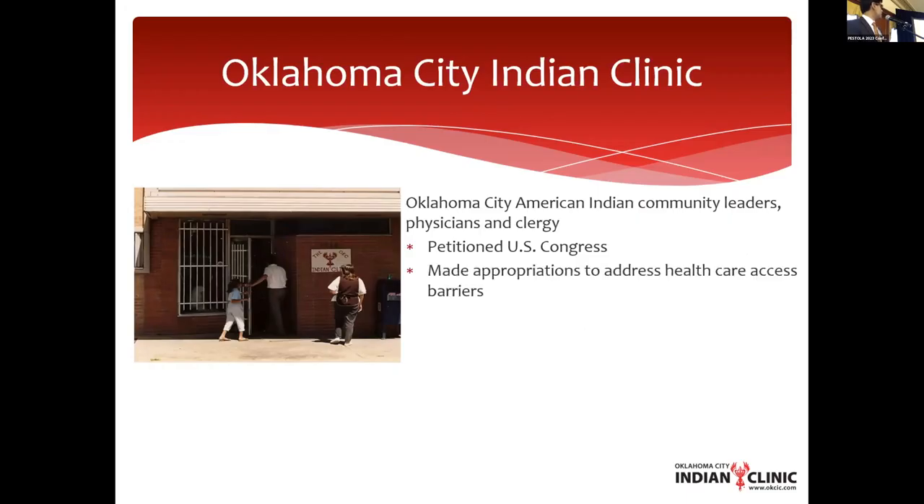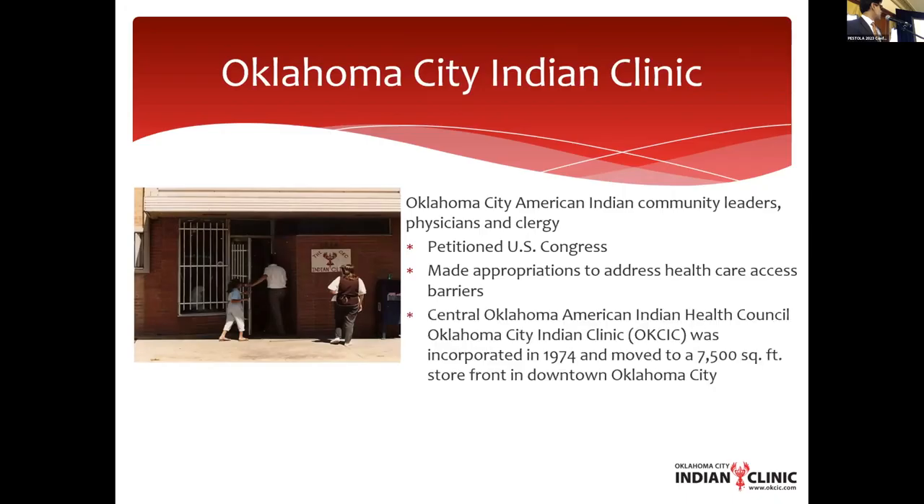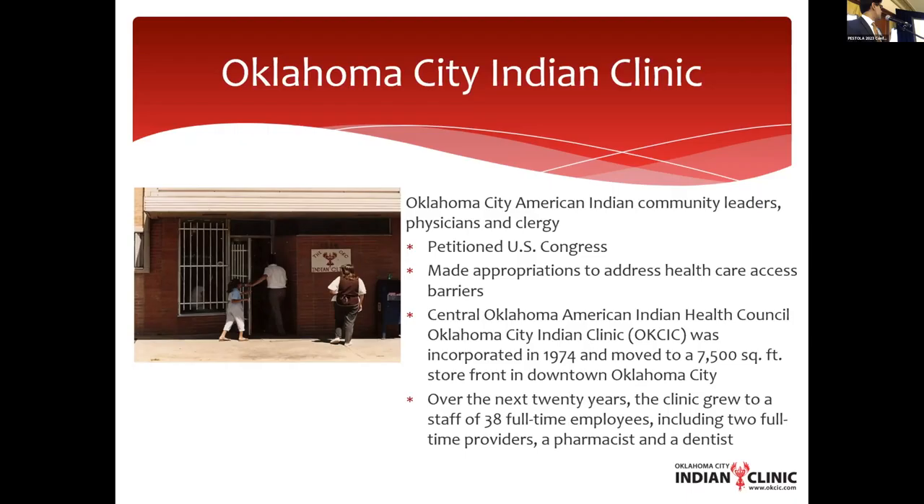So in 1974, American Indian community leaders, physicians, and clergy petitioned the US Congress, which made appropriations to address the healthcare access barriers, and then formed the Central Oklahoma American Indian Health Council, also known as the Oklahoma City Indian Clinic. It moved to a 7,500 square foot storefront location in downtown Oklahoma City. They actually witnessed the Oklahoma City bombing. They were working that day when it happened.